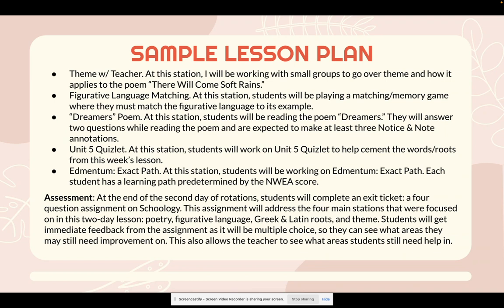So the 5 stations that I split up, I had theme with a teacher, and we were working on theme specifically to the poem that we've been working on. Another station was a game. It was like a matching game with figurative language, where they had to match the figurative language to an example. Then students had to read a poem on their own and answer some questions, as well as do some notice and note annotations, which again is a non-negotiable for us. Quizlet was what students were working on to help cement those Greek and Latin roots. And then another station was their exact path, which is already differentiated for them.